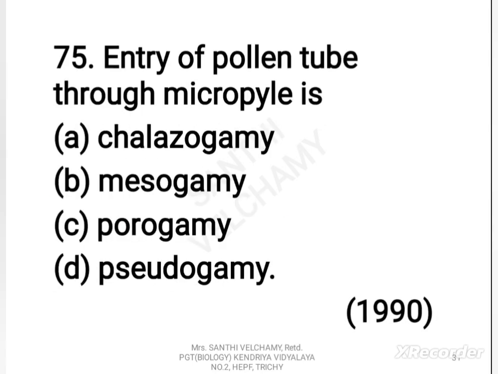Now the next question. Entry of pollen tube through micropyle is A. Chalazogamy, B. Mesogamy, C. Porogamy, D. Pseudogamy. The correct answer is C.